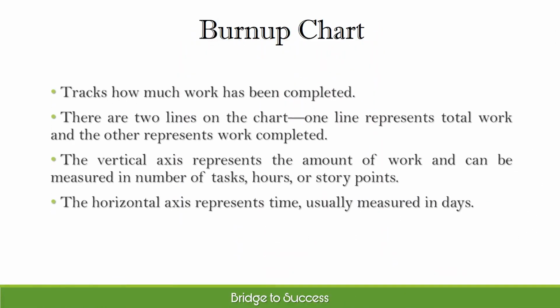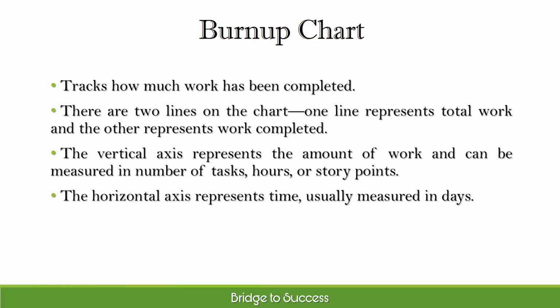A burnup chart tracks how much work has been completed. There are two lines on the chart, one line represents total work and the other represents work completed. The vertical axis represents the amount of work and can be measured in number of tasks, hours, or story points. The horizontal axis represents time, usually measured in days.